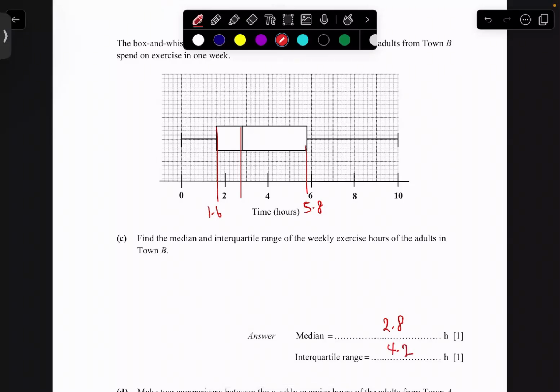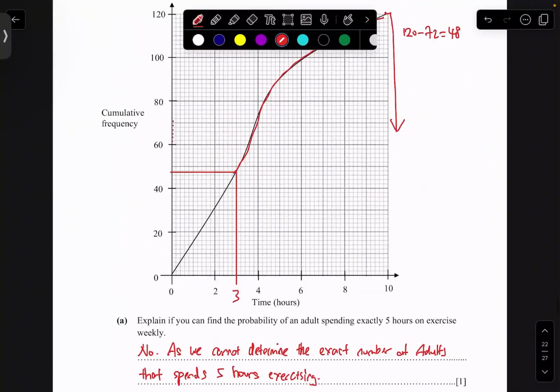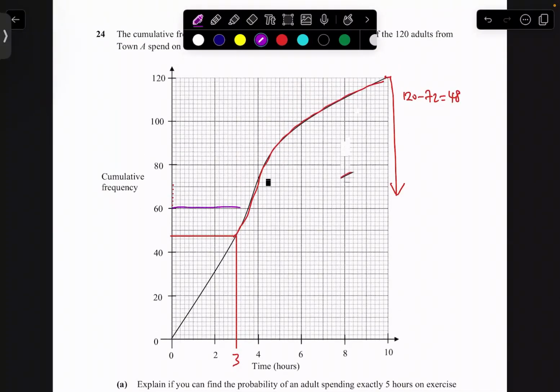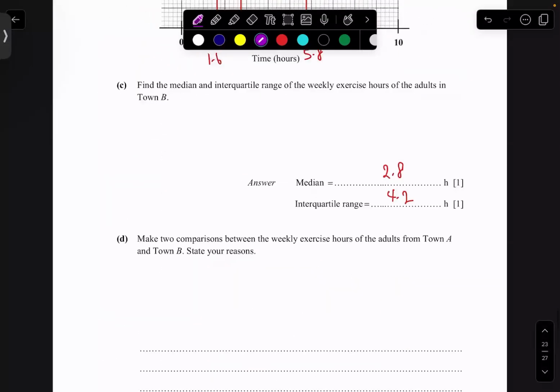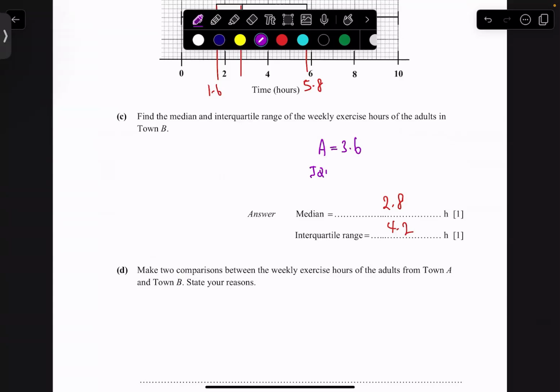Make a comparison between county A and county B. We didn't find that yet, so let's find the two values. For county B, 120, the median is here. The median is 3.6 hours. Then 30 is 2 hours, then 90 is 5 hours. So for A, the median is 3.6. The interquartile range is 3.